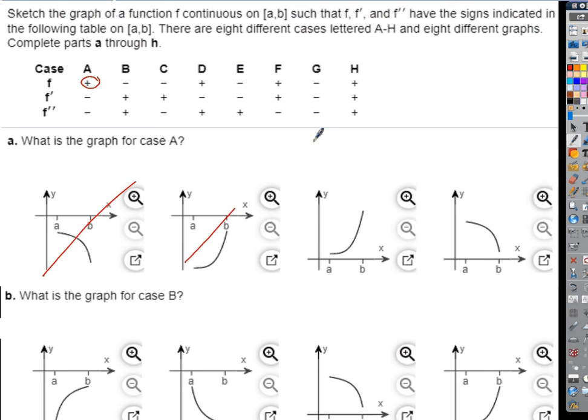Here the function's positive valued, but we have to see if the rest of it fits. If the derivative is negative, what's that telling us? Yeah, the slope's negative, so that one's out too, isn't it? Does this one seem to fit then? The function's positive, check. The derivative is negative because it's decreasing, check. Is the second derivative negative?